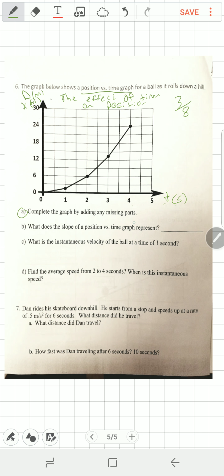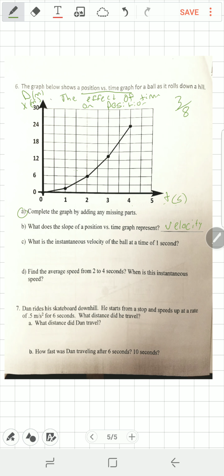What is the slope of a position versus time graph? Well, my position is in meters. My time here is in seconds. What is distance over time? Let's make that look prettier. Distance over time. You see how I'll put that over the line? That equals velocity. So what does the slope represent? Velocity. So let's make sure we don't forget that.